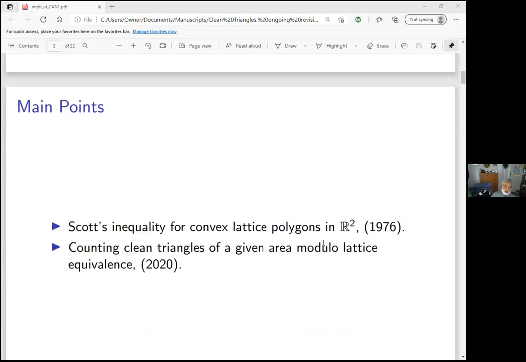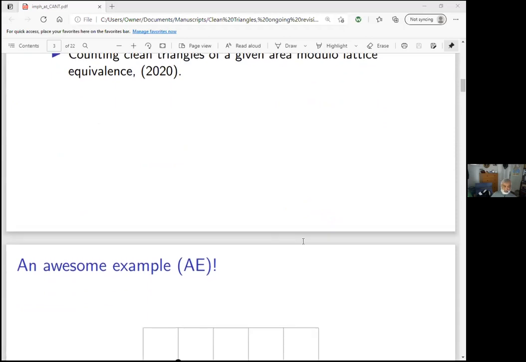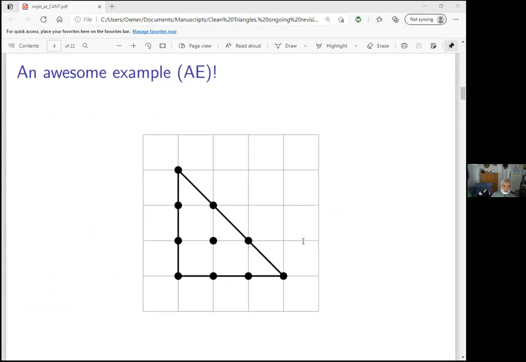All right, so let me start off with what I think is a truly awesome example of a lattice triangle. The awesome example is the following. It's the 3 by 3 right angle lattice triangle. And this is truly an awesome triangle. Now you may be wondering why, and let me explain in just a few minutes. But what we notice is that there are 9 lattice points on the boundary and 1 in the interior.